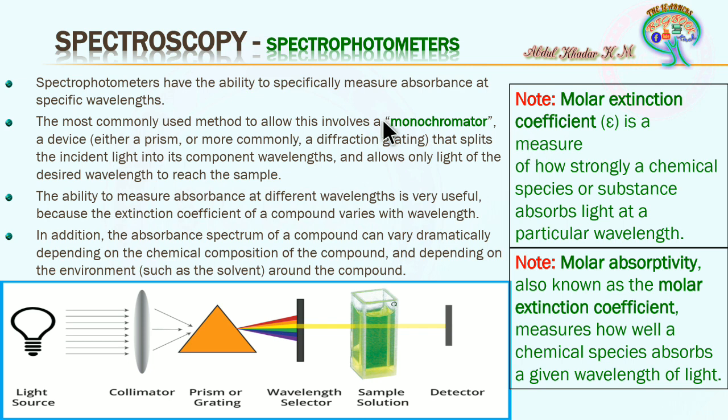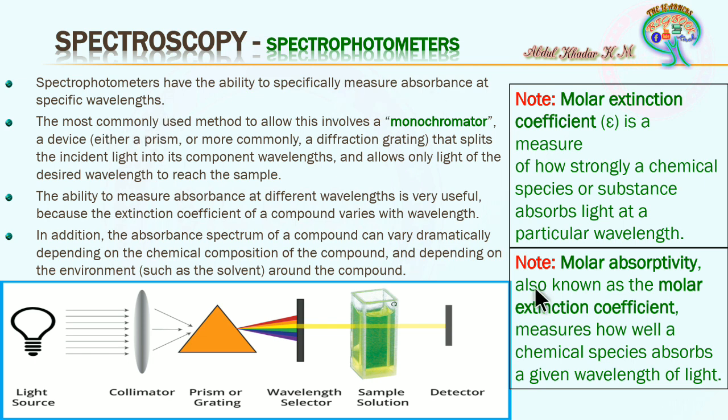Now here, spectrophotometers have the ability to measure absorbance at specific wavelengths. They have been manufactured in such a way that the technique allows the spectrophotometer to emit light of a particular wavelength, and because of that it is very easy to estimate a particular substance at that wavelength, and we can record the absorbance.